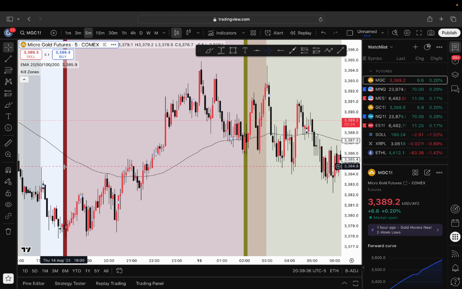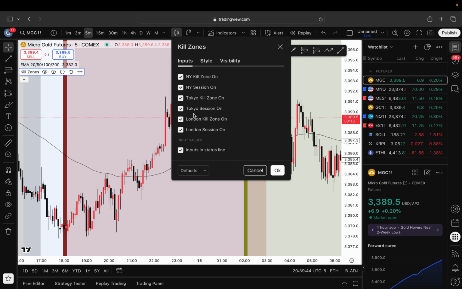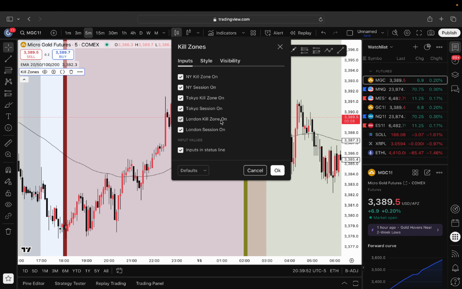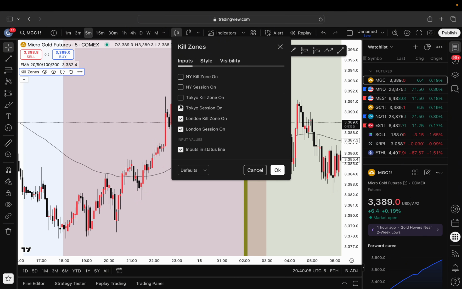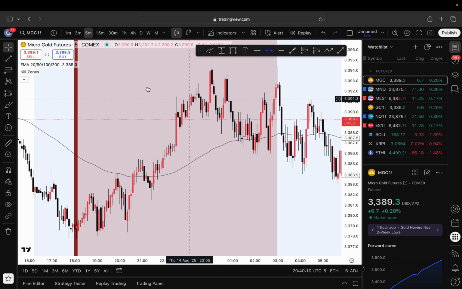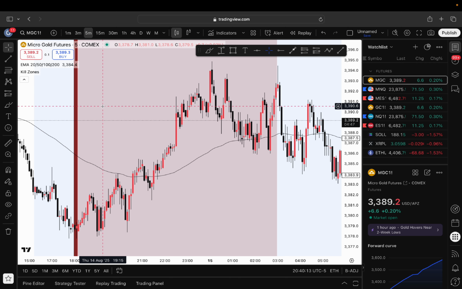So this red session right here, how do you know if it's Asian session, London session, or New York? You go to London kill zone and London session, and those two are on. Then Tokyo session and Tokyo kill zone. If you want to find out, you just take these off. Which one is left? Only this one right here. So this is Asian session.